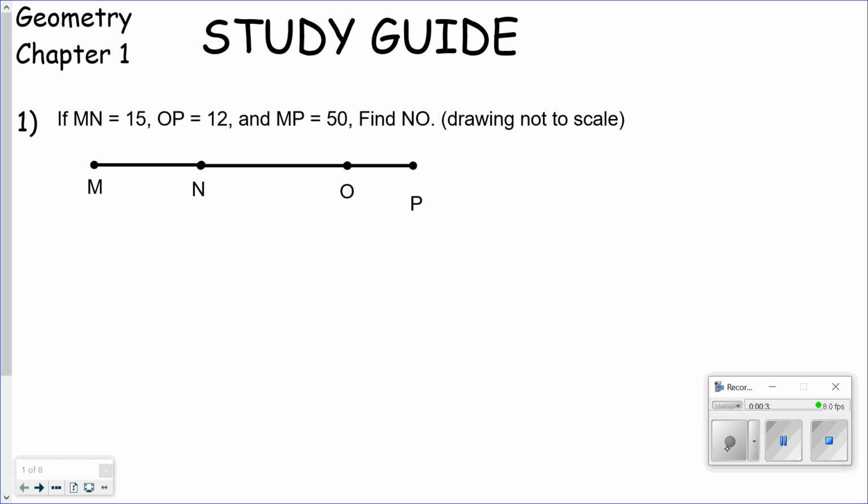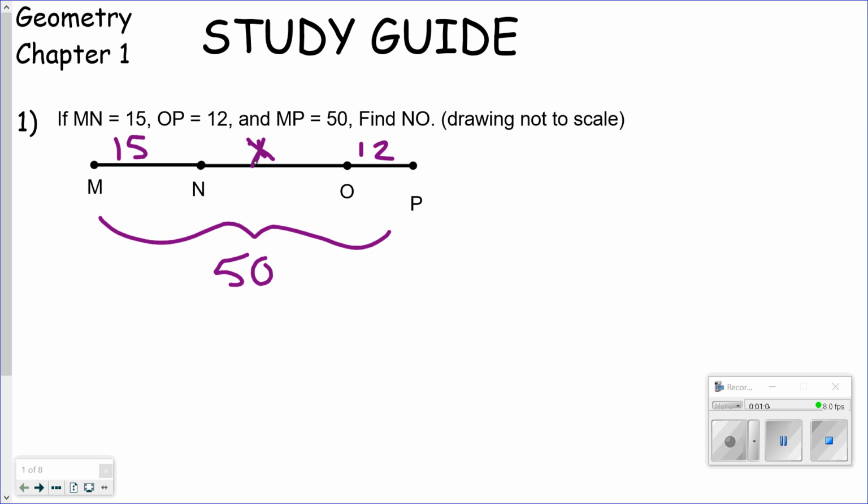All right, so number 1: if MN is equal to 15, OP is equal to 12, and MP is equal to 50, find the length of NO. Let's see what we know. MN is 15, so I'm going to mark that here. OP is equal to 12, so I'll mark that here. And MP, this entire segment, is equal to 50. We want to figure out the distance of NO, and I'll call that X.